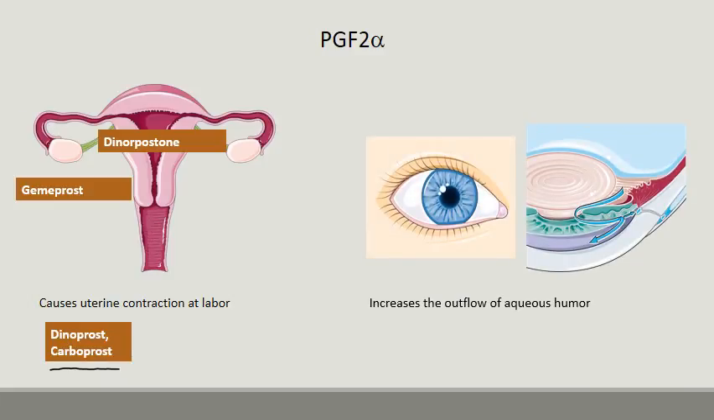Prostaglandin F2 alpha also promotes uveoscleral outflow of aqueous humor and reduces outflow resistance. In other words, PGF2 alpha enhances the drainage of aqueous humor and reduces intraocular pressure. The analogs that have been used for this purpose are latanoprost, bimatoprost, and travoprost. These are used topically to reduce the intraocular pressure in conditions like glaucoma.